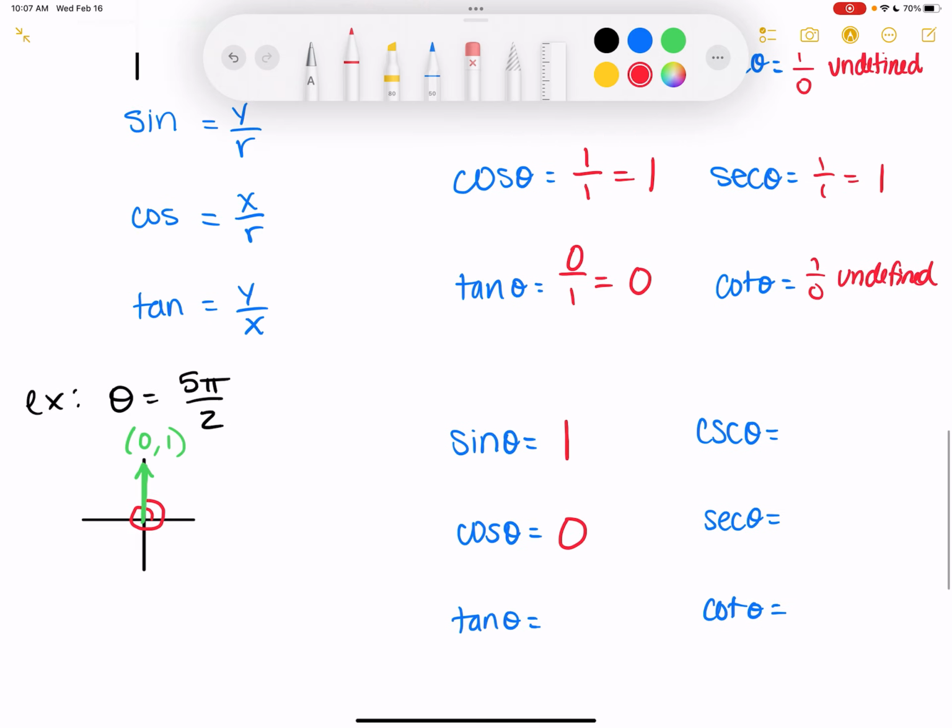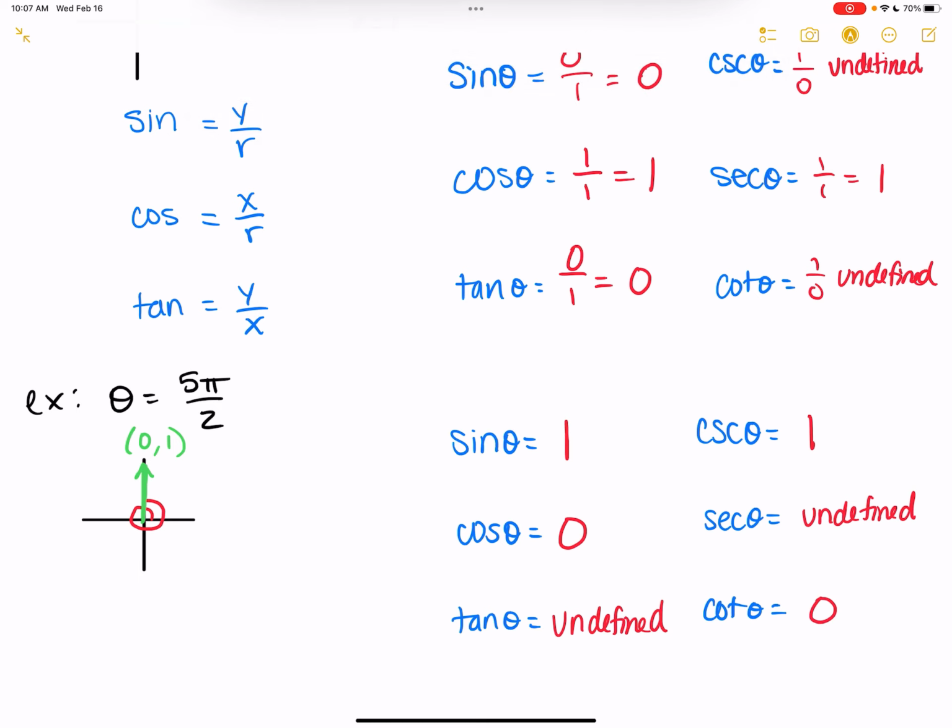And then tangent would be undefined, 1 divided by 0. Cosecant would be 1 over 1, still 1. Secant is undefined, 1 over 0. And cotangent is 0 over 1, which is 0. It's easy, but it's not very exciting.